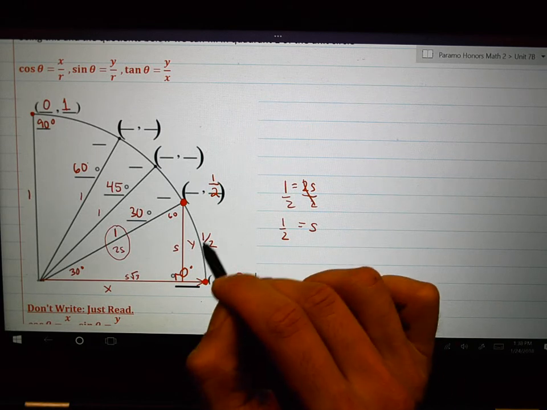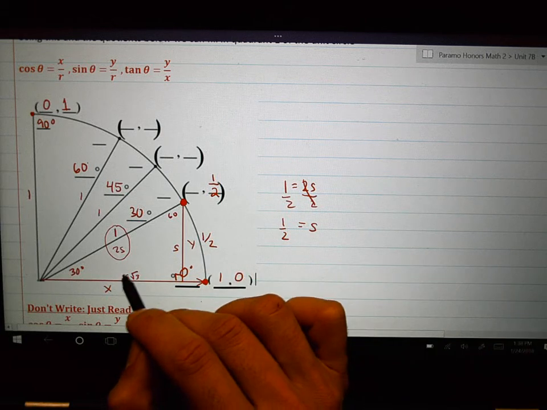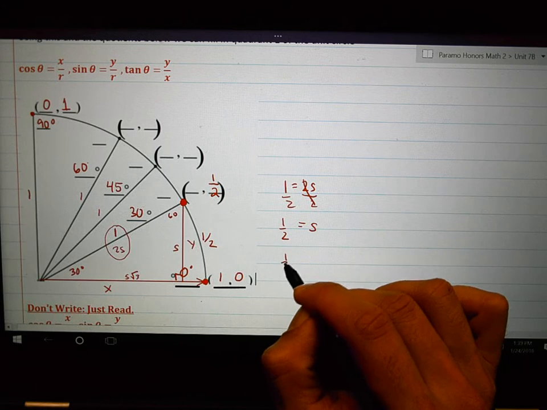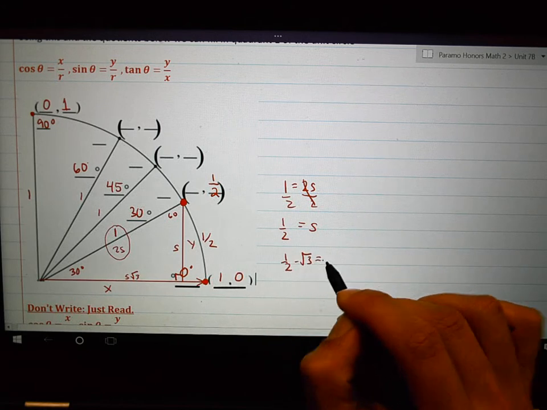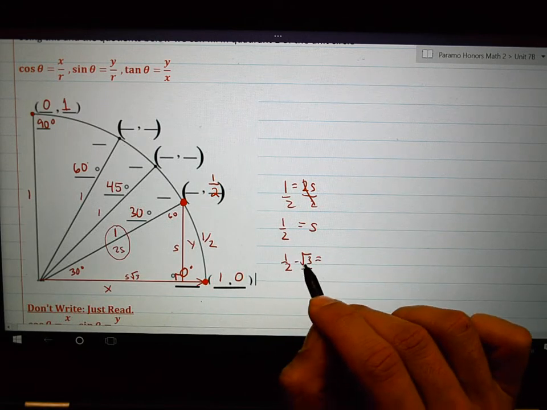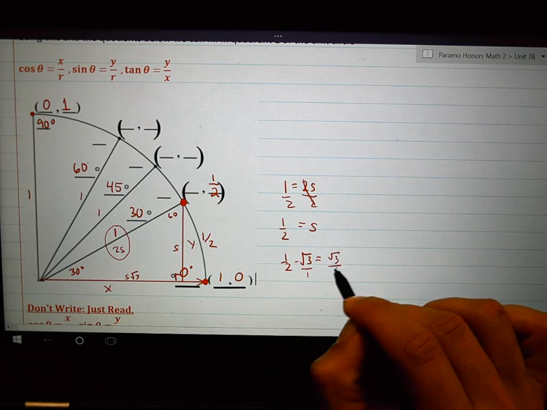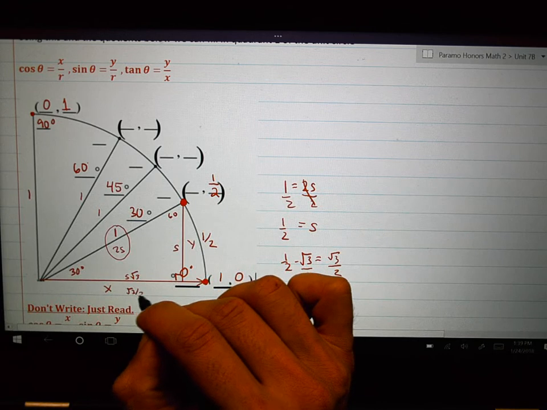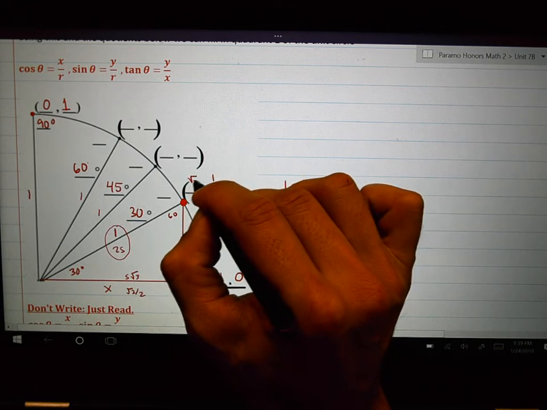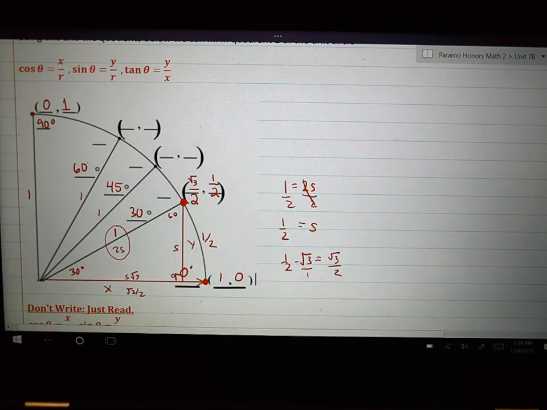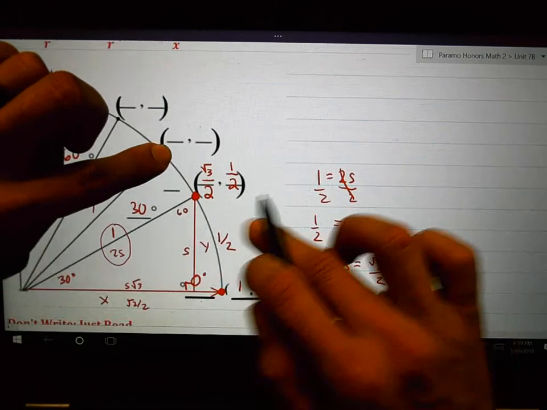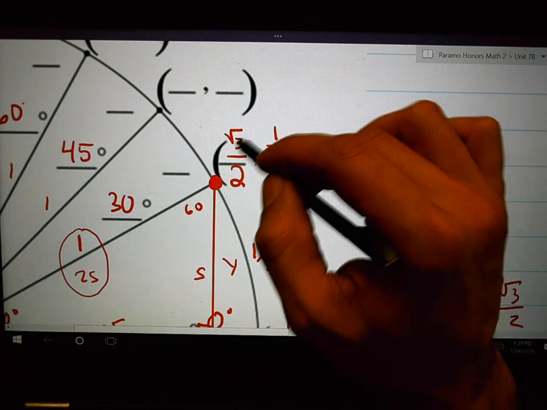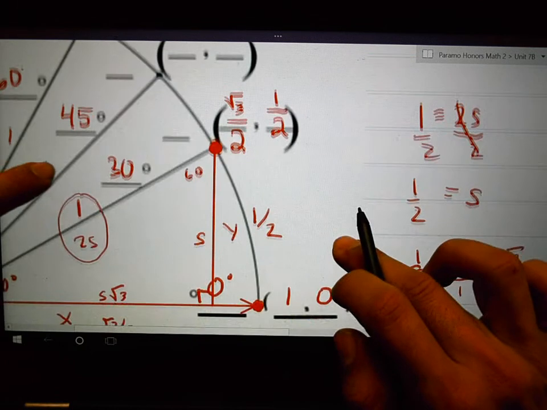If this is what s is and you have to plug it in next to the x, then what we have is 1/2 times root 3, which is root 3 on top and 2 on bottom. The x coordinate is root 3/2. That's our x coordinate, root 3/2. Let me zoom in so you can see that. The x coordinate is root 3/2. The y coordinate is 1/2.